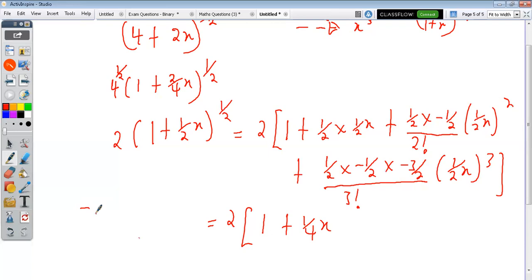Negative 1/8. Correct, 1/8. Then we multiply by, if we square this here, it's x squared. If we square this, that's a quarter. So we're multiplying by a quarter there. So we get minus 1 over 32 x squared. Because we squared this here. This is a quarter x squared. Then simplify this here, half times minus half times negative 3 over 2 divided by 3 factorial. What do you get?